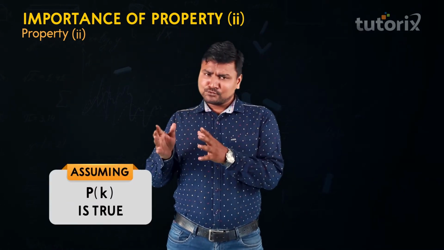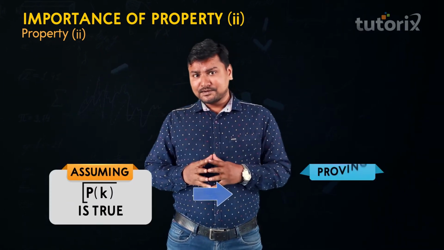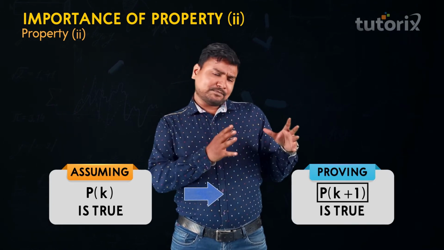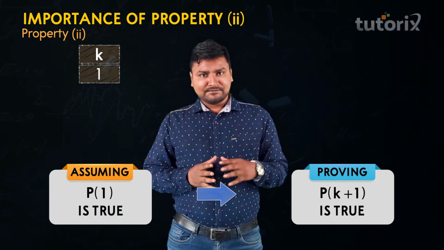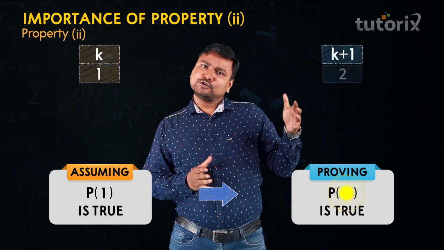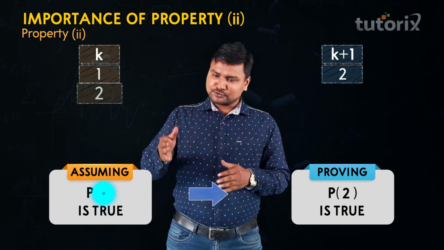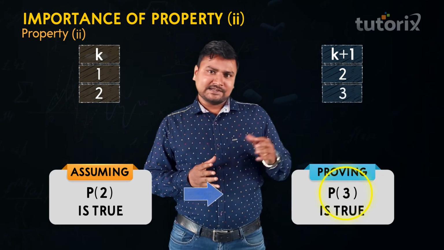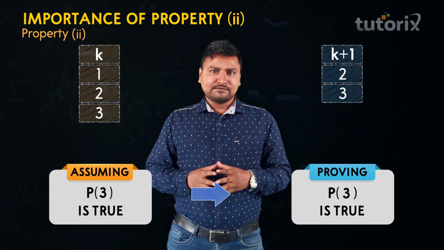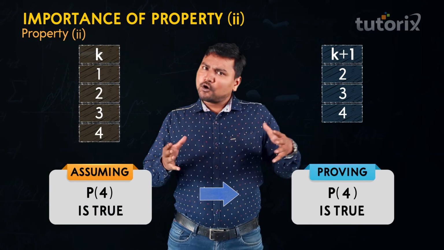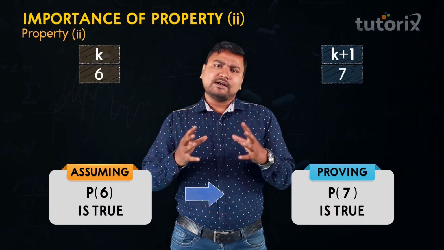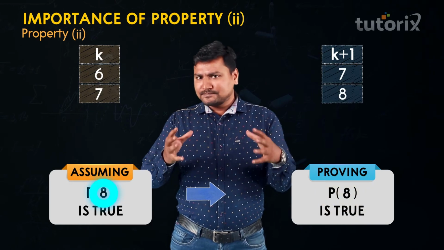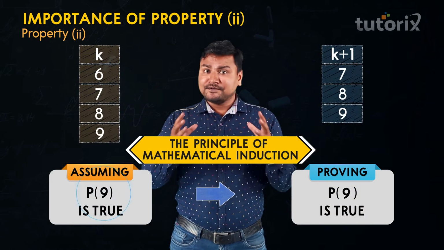How? Because here we are assuming that the result is true for the kth term, and then we are proving that it's going to be true for the k plus 1 term. So if we keep k is equal to 1, then we are proving that it is true for k is equal to 2. If we are assuming that k is 2, then we are proving it for 3. If we are assuming that k is 4, then we are proving it for 5. And so on, we are going to cover all natural numbers. So hopefully you have understood how this principle of mathematical induction works.